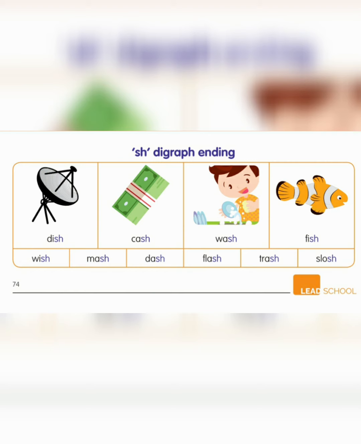Now we will read sh digraph ending. Sh as in dish. Sh as in cash. Sh as in wash. Sh as in fish. Sh as in wish. Sh as in mash. Sh as in dash. Sh as in flash. Sh as in trash. Sh as in slosh.